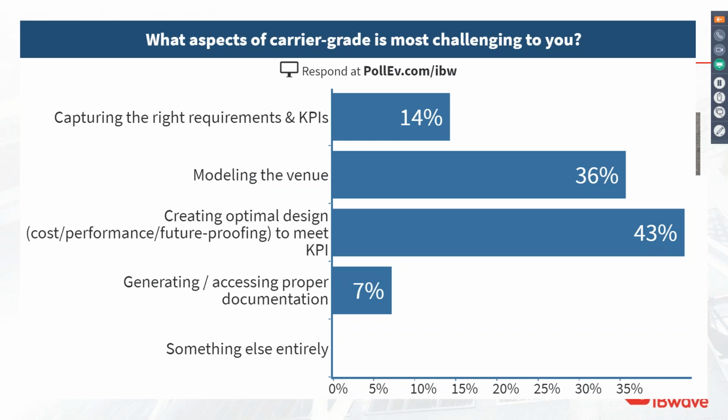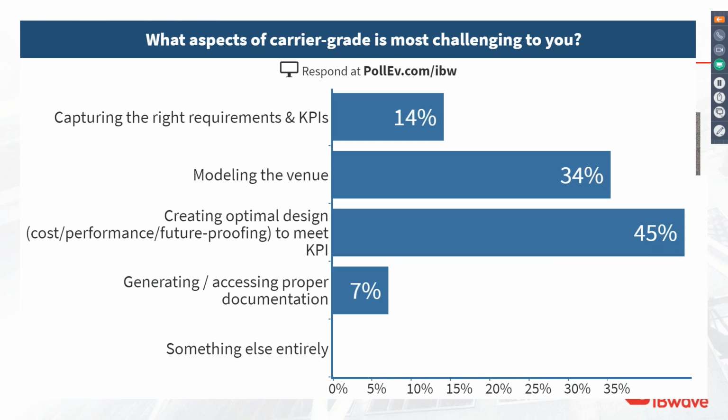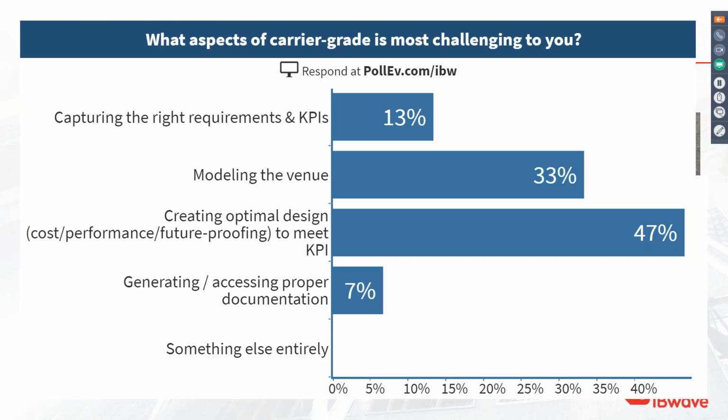Creating an optimal design is always a juggling act between balancing cost, performance, and future-proofing. How much do you future-proof? Clearly, it's a question of degree. So that's a delicate balance. Generating the proper documentation can sometimes take a lot of time. Accessing the right information can take a lot of time as well. Or is it something else entirely?